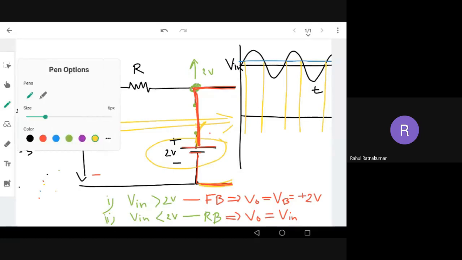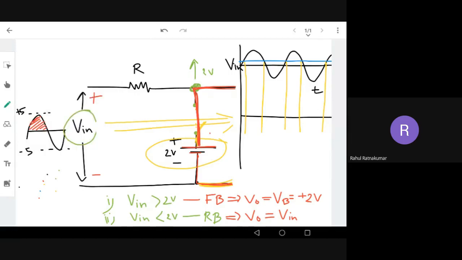Okay, and I also know what is the shape of my input waveform. I know this is my input waveform, the shape of my input is something like this. This is for your understanding only, although I'm not able to draw it perfectly, but you should know this is the input.